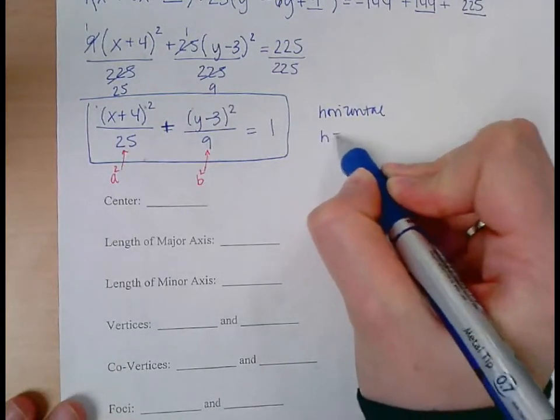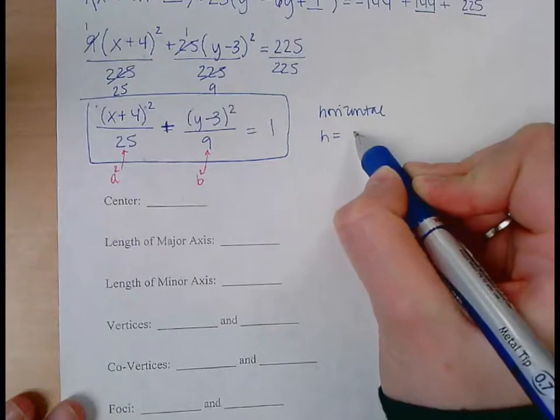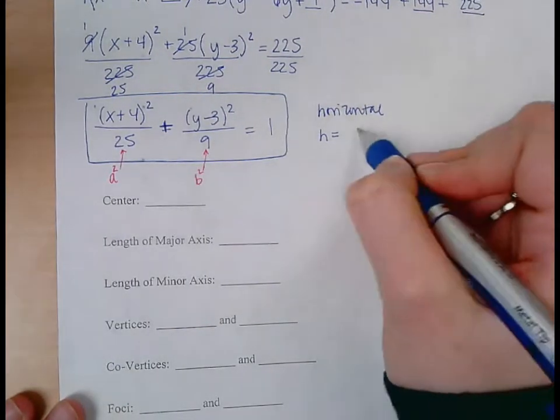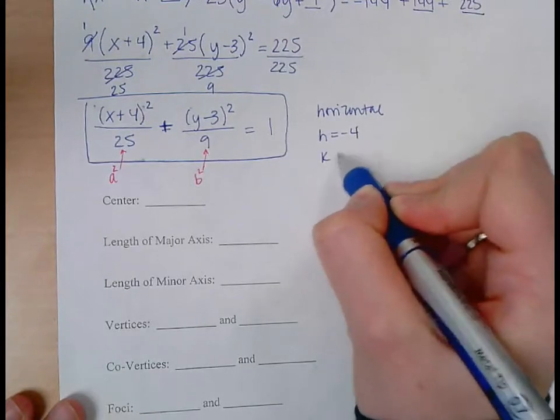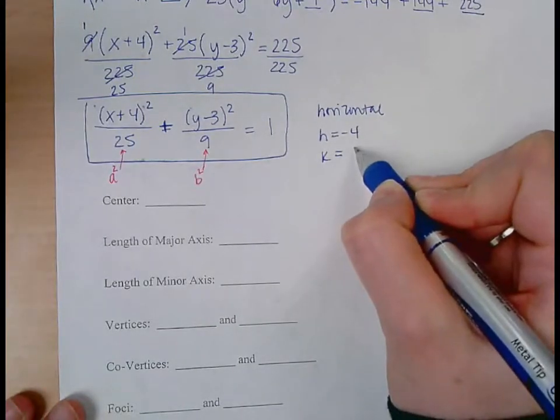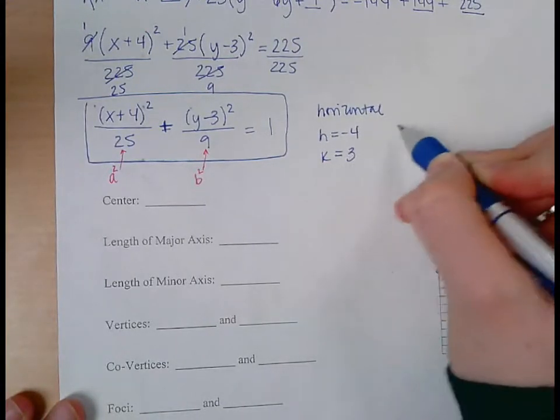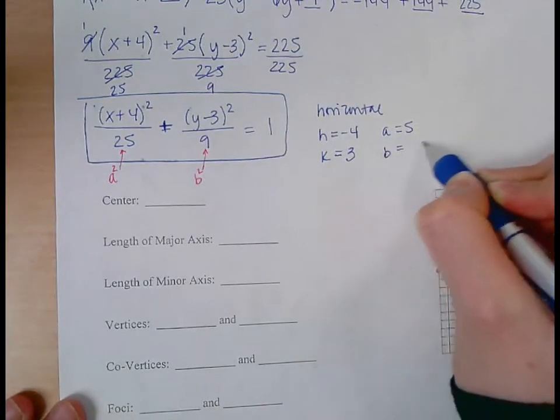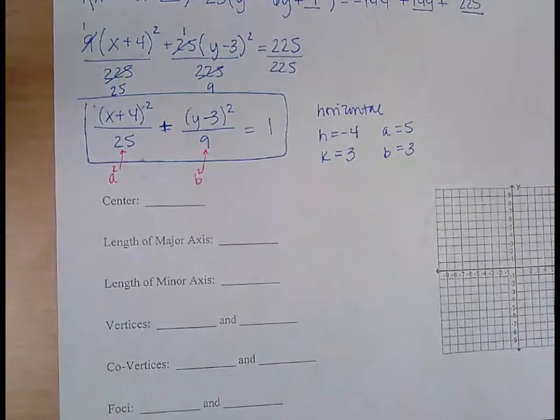What is h? Yep, -4. What is k? 3. What is a? 5. B is 3. Okay, I just want to make sure now graph. Make sure you're using the horizontal ellipse formulas if you're using the formulas.